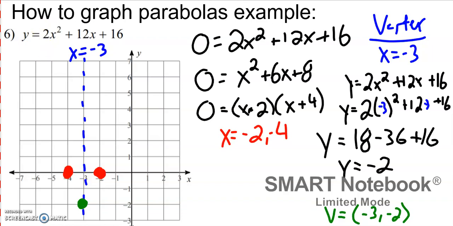So we now graph it. Again, this is not going to be perfect, but it's going to be something like this. We can see that it's not hitting the y-intercept because our y-intercept is 16, and that isn't on the graph.